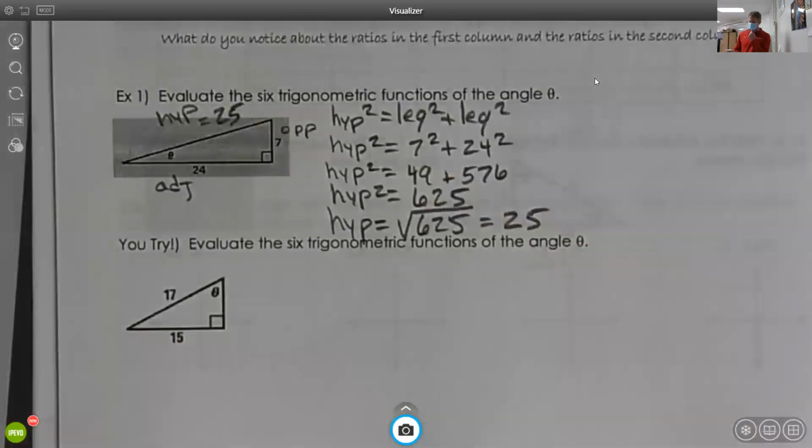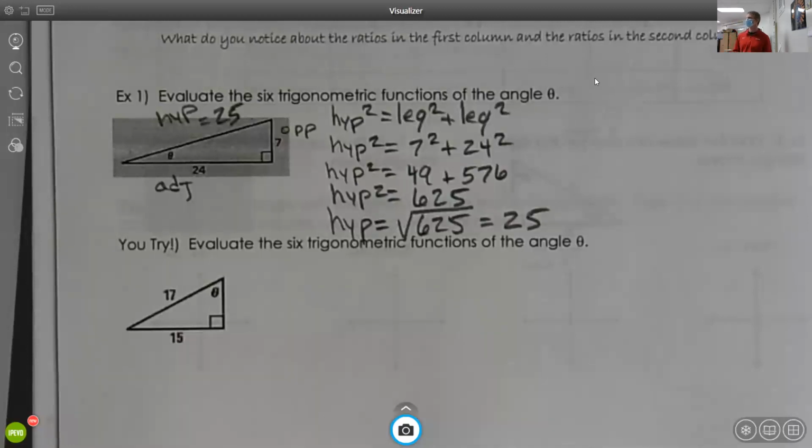So here we have 7, 24, and 25. That is actually a Pythagorean triple, obviously. 3 numbers, all made of whole numbers that satisfy the Pythagorean theorem. If you recognize that from the beginning, you can save the steps. So those are the advantages of knowing your Pythagorean triples.